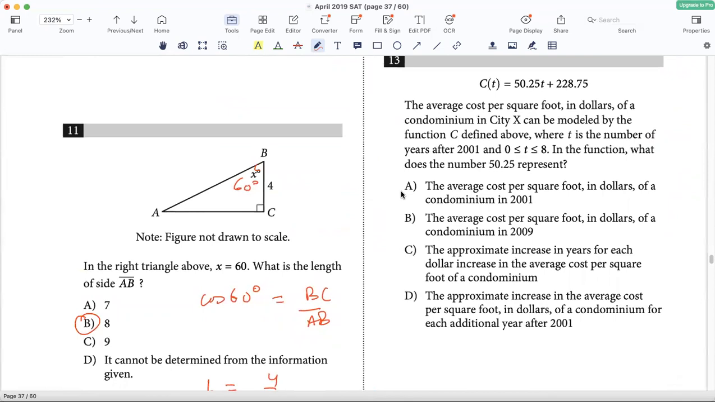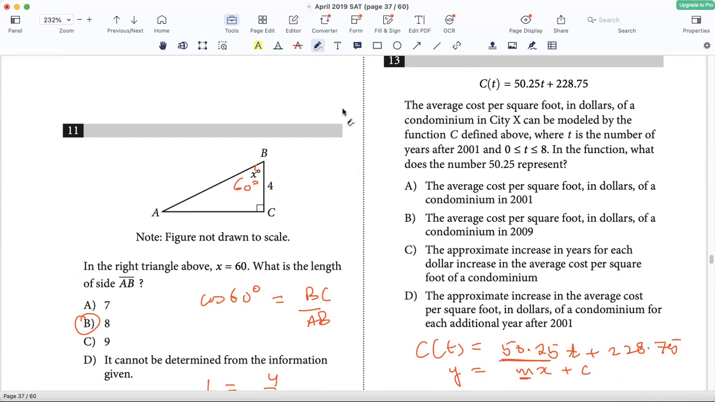The average cost per square foot in dollars of a condominium in city X can be modeled by the function C defined above, where T is the number of years after 2001 and T is between 0 and 8. In the function, what does the number 50.25 represent? So if you write C(T) as 50.25 T plus 228.75 and compare that to y is equal to mx plus c, then 50.25 is the slope of the line.